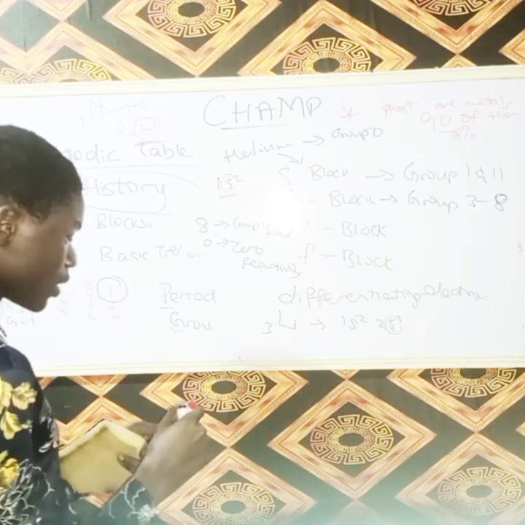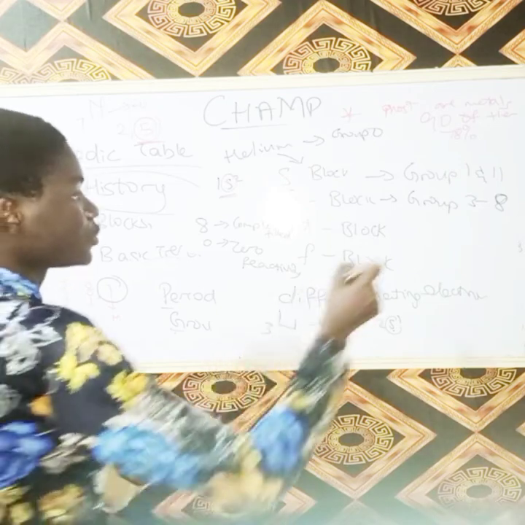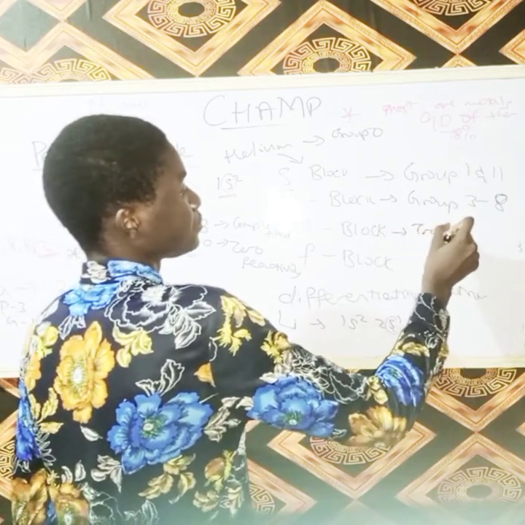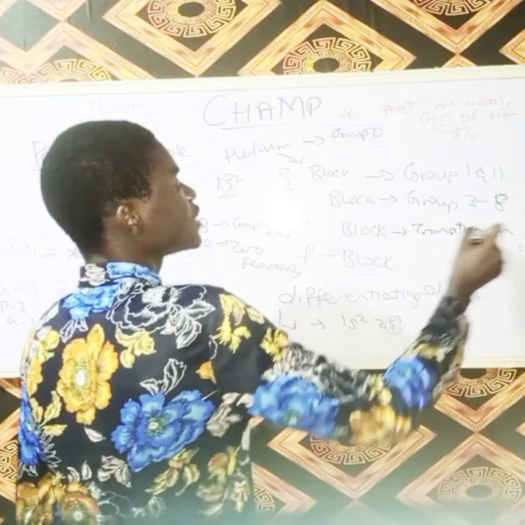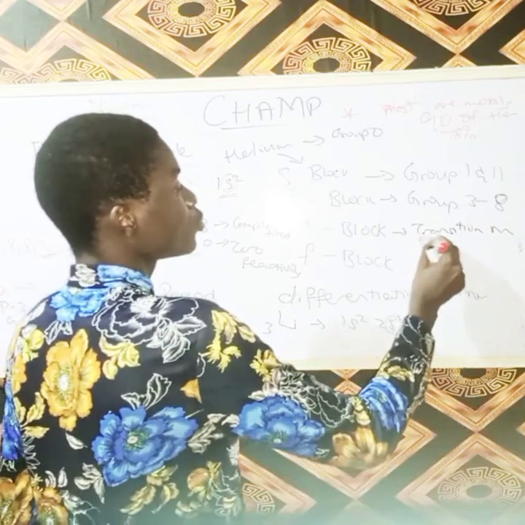So we have the D block. The D block is made up of transition metals. And I told you that transition metals are between group 2 and 3.